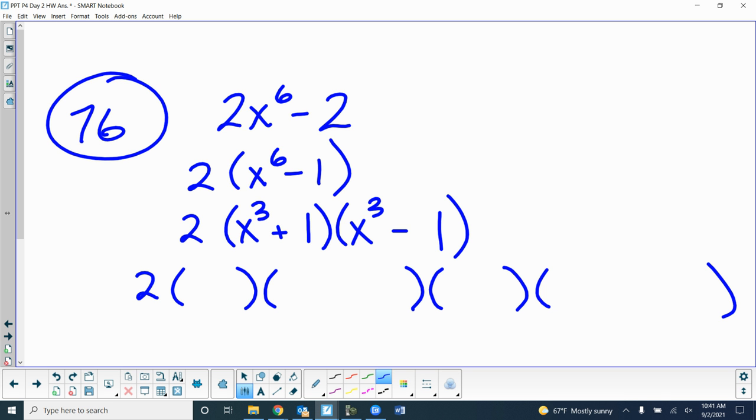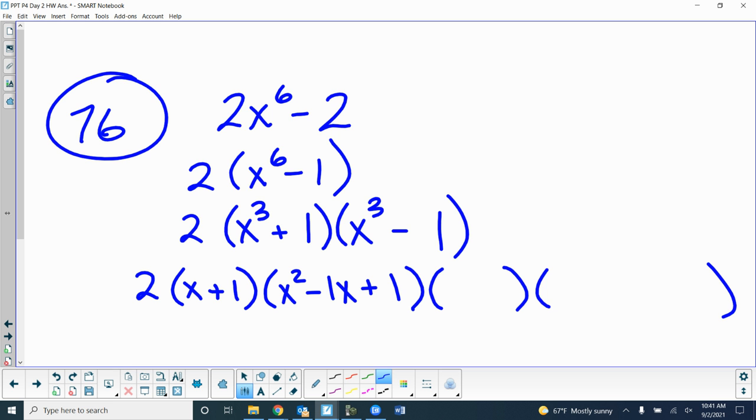Okay, Chris, looking at this one, what goes in here? X minus 1. The binomial part stays the same as far as sign. Take the cube root of both of those. For the trinomial part, the x squared, minus x times 1, and then plus, it's always plus, 1.